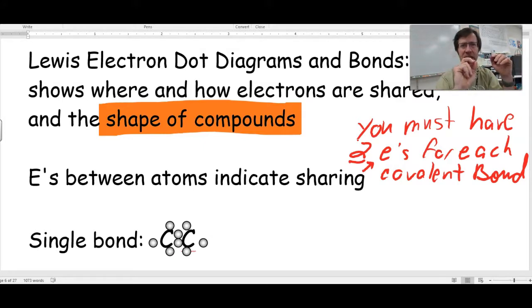So it has to be 1 electron each. So one bond is made of 2 electrons. You got that? One bond is made of 2 electrons.